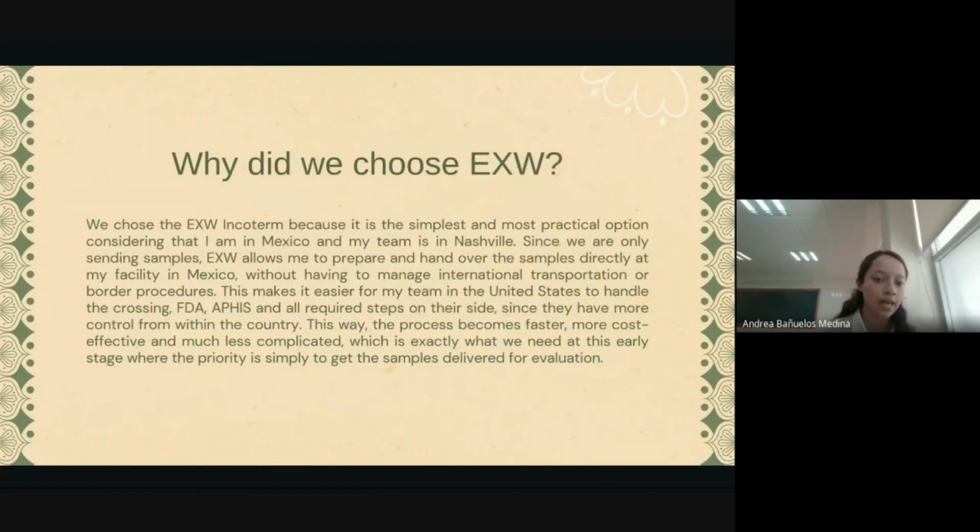Why did we choose EXW? Because it's easier to use and we don't need to get insurance, like a normal export, and we don't have to pay for that. We only need to send the samples because we are only tasting for the restaurant, and that's all.